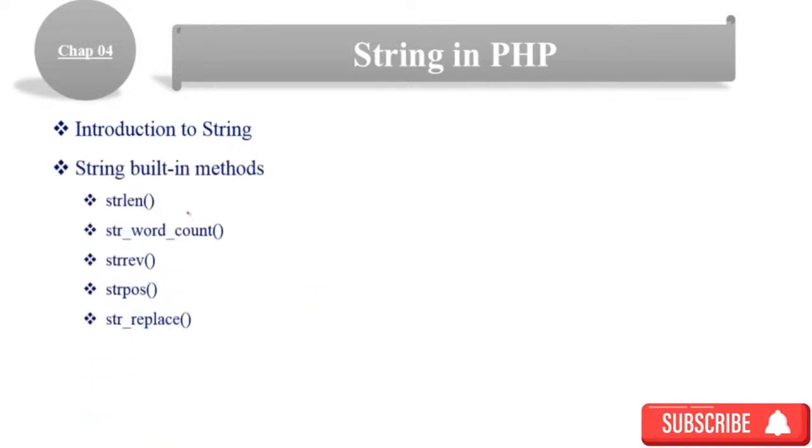You will be able to learn what a string is and how you can create a string type of data in PHP. These are different built-in methods related to strings, for example, string length, string word count, string reverse, string position, string replace. This topic will be covered in chapter number 4, and I will provide examples to clear your concept about these methods.